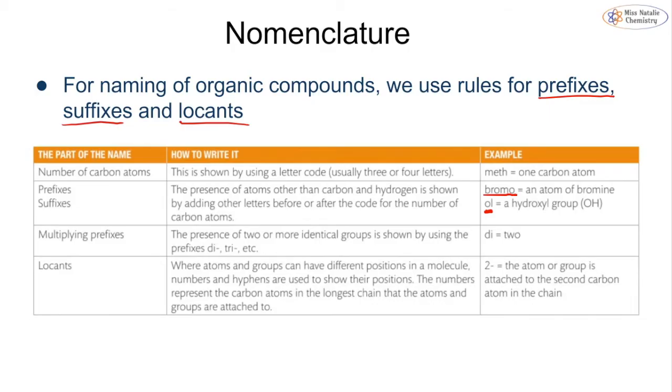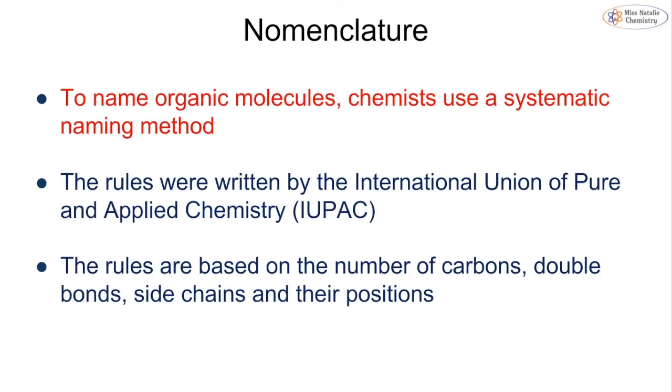We can also have multiplying prefixes, to tell me how many side chains I have, so di being 2, tri being 3, and so on. And locants is the position of the chain. So if I have a side chain on carbon number 2, I would use the number 2 at the start. We use this systematic naming method that was determined by the International Union of Pure and Applied Chemistry, or IUPAC, and we follow the same set of rules every time, and these are followed worldwide so that every compound has the same name worldwide and we're not getting confused when we're looking at different languages.